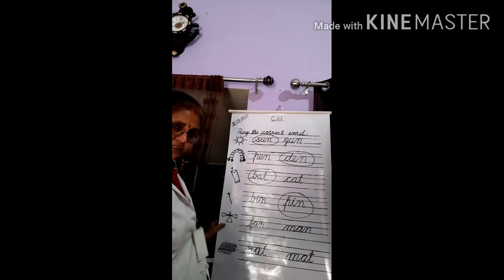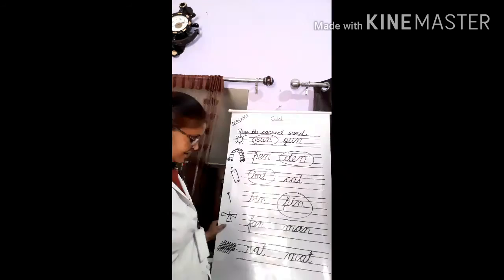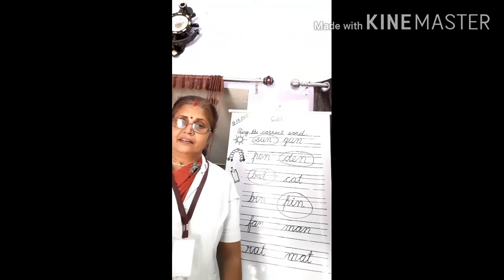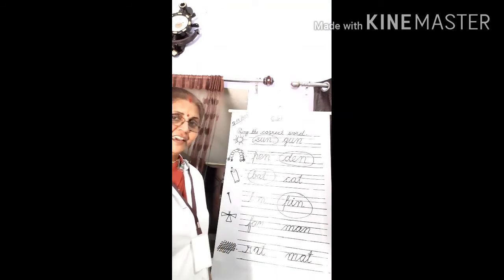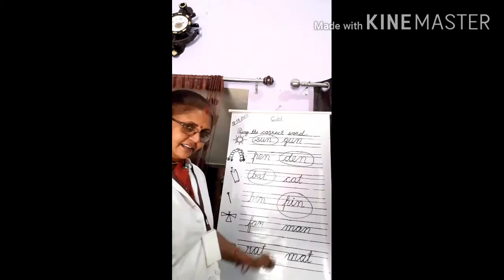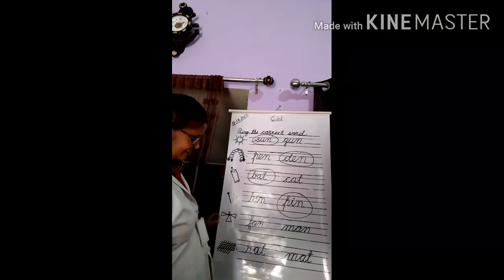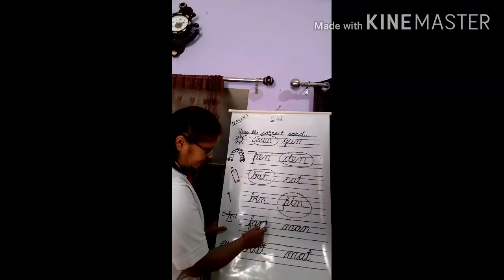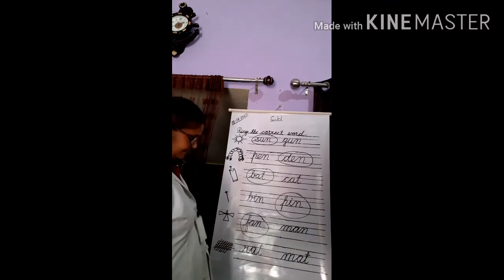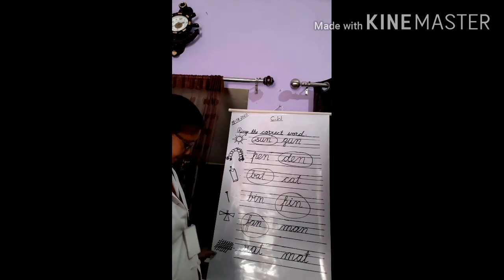What is this? Yes, this is a fan. We use the fan in the summer season. Okay, so this is a fan. And what is the spelling of fan? Yes, F-A-N, fan. So this one is correct or this one? Yes, this one is correct. So you have to make a circle around it. Okay, like this. Now come to the next point.